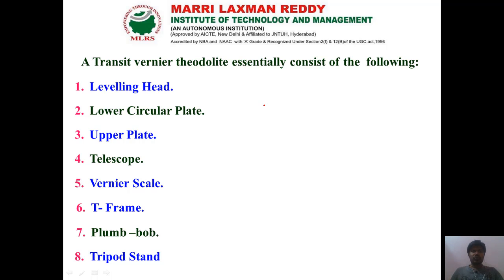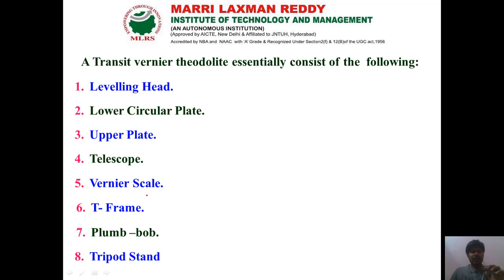The plumb bob is used for the centering process, so that the instrument center and the ground point center are oriented exactly. Our instrument has to be placed exactly over the station point. The tripod stand is used to hold the instrument in position. Without a tripod we can't do surveying using theodolites. And I already said the telescope consists of both the eyepiece as well as the objective piece.